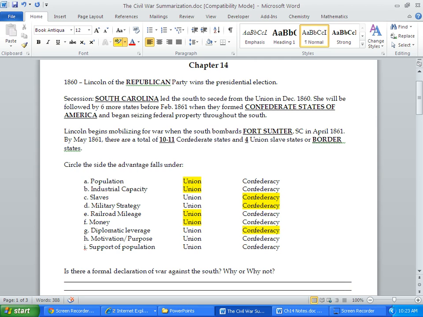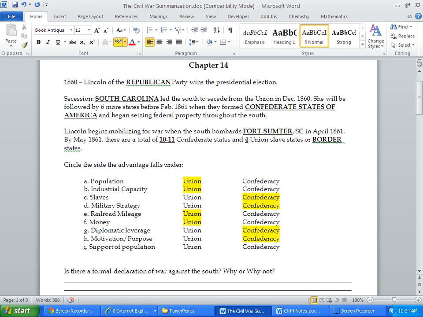So they're going to use this cotton, but as we'll talk about later on, it proves ineffective because England and France are going to find better cotton, cheaper cotton elsewhere in the world at this point. All right. Otherwise, the Confederacy does have that advantage.